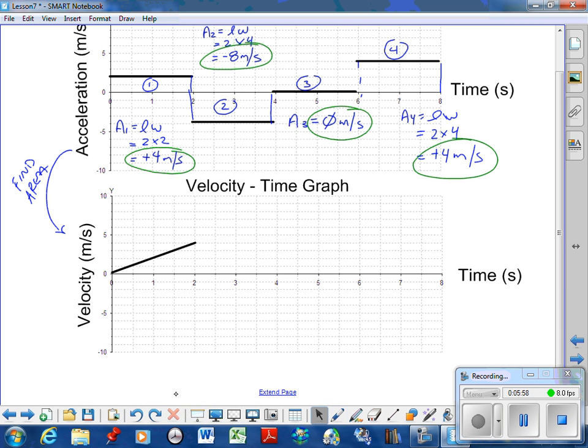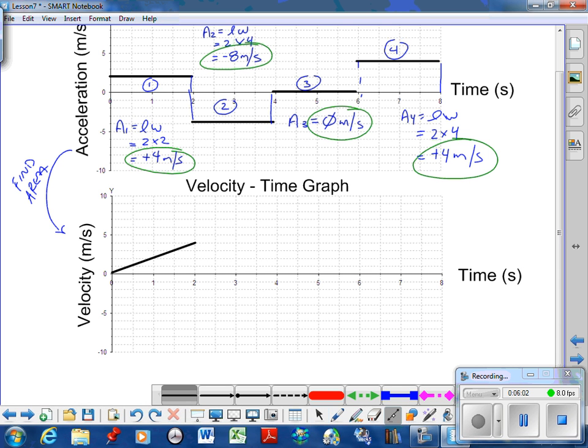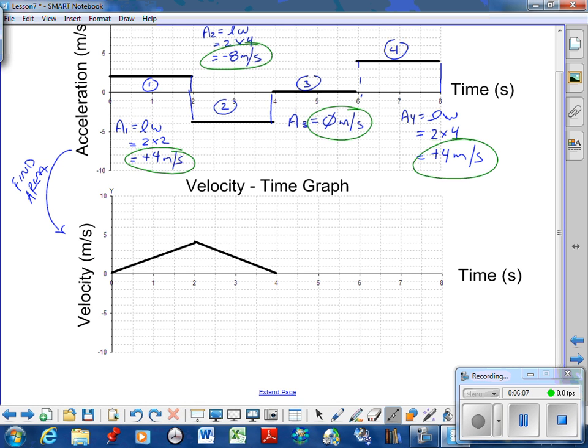Now after that, I'm going to decrease or go down 8 meters per second, and that is in the next two. So here's 2 seconds. Here I'd be going 4, 5, 6, 7, 8. So now I'm going negative 8 meters per second. Or sorry, I've decreased by 8 meters per second, which means I'm going negative 4 meters per second. For the next segment, the area is 0. Also, the slope is 0. So that means I'm going to have a horizontal line here for the next 3 seconds, or 2 seconds, I should say. And finally, I need to increase 4 meters per second over the next 2.